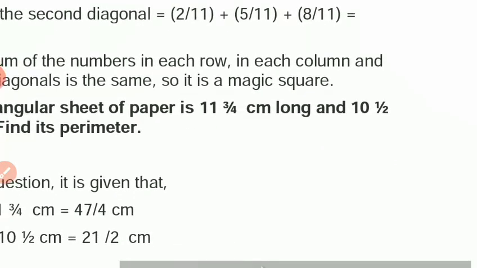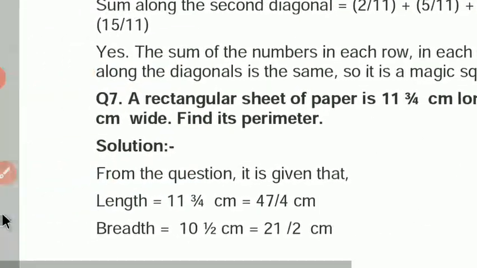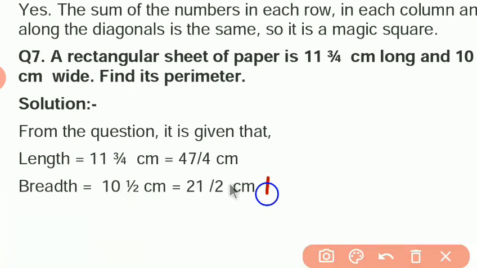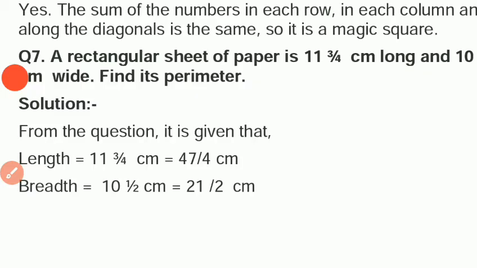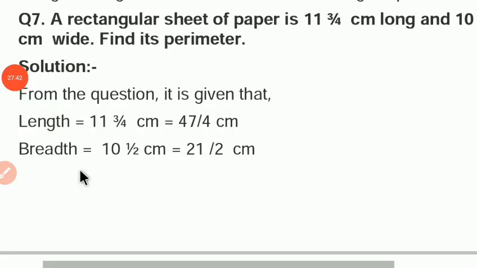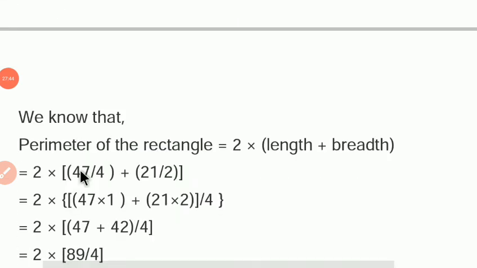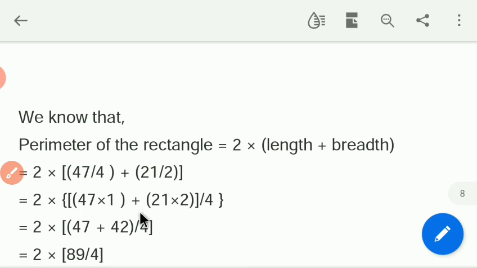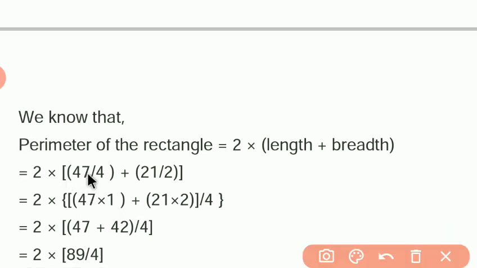And breadth is given 10 1 by 2. So first we'll change it into an improper fraction. So 2 tens are 20. 20 plus 1, 21 by 2 centimeter, which is its breadth. Now I'll put the value of length and breadth in the perimeter formula. So we know that the perimeter of a rectangle is 2 into L plus B. So 2 into length is 47 by 4 and breadth is 21 by 2.